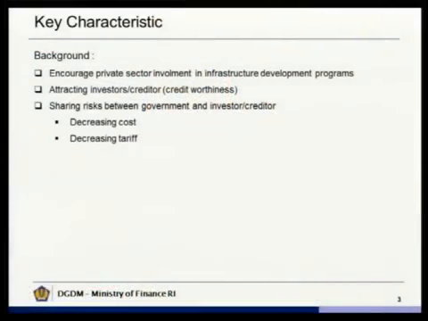The background: why the government issues the government guarantee is to encourage private sector involvement in infrastructure development programs and to attract the investor or creditor for creditworthiness. Indonesia needs a big amount to build the infrastructure development, but the state budget is limited, so the government wants to invite the private sector to be involved in the infrastructure development. So to accelerate the program, the government provides the government guarantee.